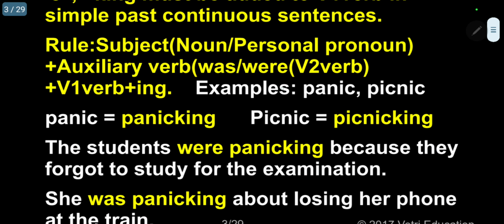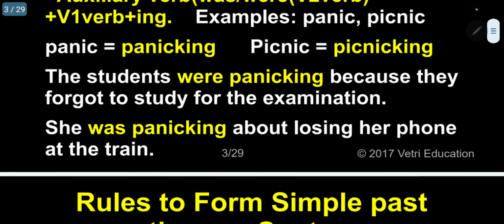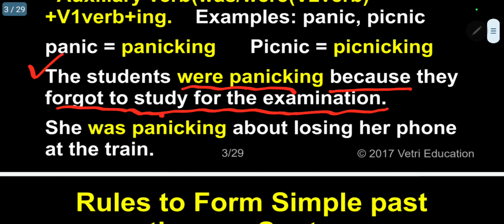Now let me give examples. Two specific sentences. The students were panicking because they have forgotten to study for the examination. Let me repeat again: the students were panicking. Panic means பயந்து கொண்டு இருத்தல். Panicking because they have forgotten to study for the examination. அதாவது பரீட்சைக்கு படிக்காத காரணத்தால், படிப்பதற்கு மறந்துவிட்ட காரணத்தால் மாணவர்கள் பயந்து கொண்டு இருந்தார்கள்.